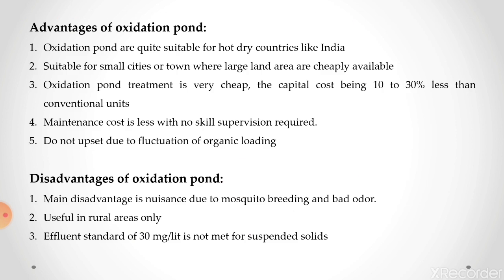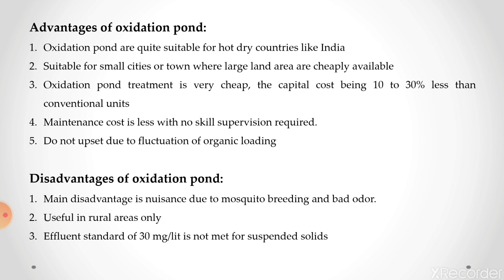There are certain advantages that we are getting by the oxidation pond. First advantage, oxidation ponds are quite suitable for hot dry countries like India, suitable for small cities or towns where large land areas are cheaply available. Oxidation pond treatment is very cheap, the capital cost being 10 to 30% less than the conventional unit. Maintenance cost is less with no skilled supervision required. They do not upset due to the fluctuation of organic loading.